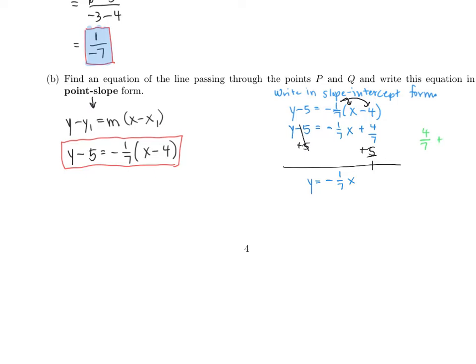plus 5 over 1. You want to have a common denominator of 7. So you're going to multiply by a factor of 7. So then you'll have 4 over 7 plus 35 over 7. That would be your common denominator. And you would get 39 over 7. And so that would be your equation in slope-intercept form if you had to transform it.